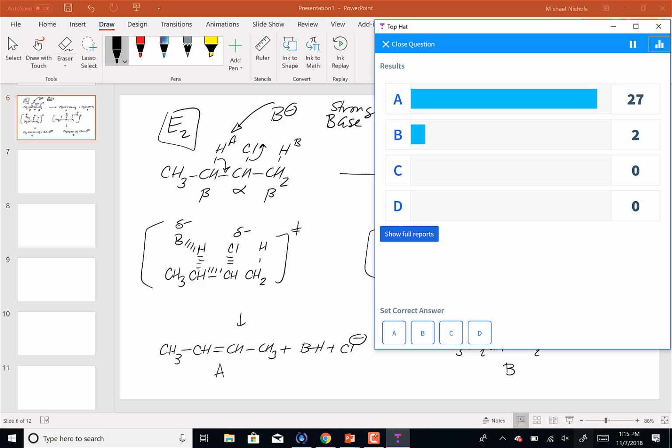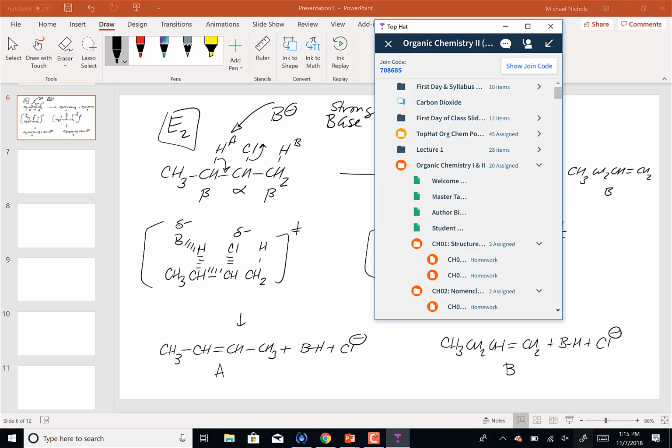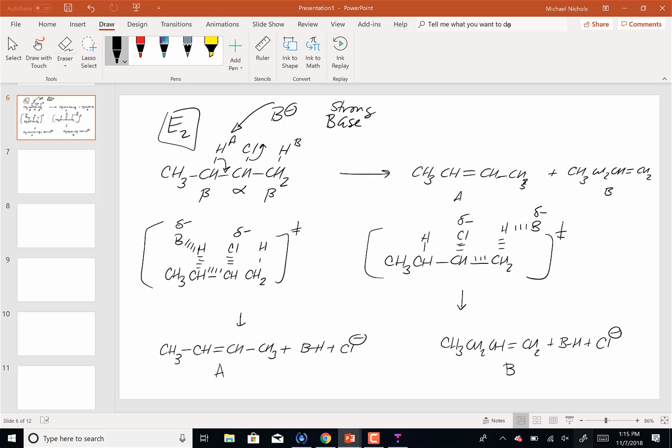A is the major product. According to you, why? Why would you say it's the major product? It's more stable, because it's more substituted. So in E1, that's how we determine the major product. In E1, the major product is the most stable product, which is the most substituted product. And that's A in this case.